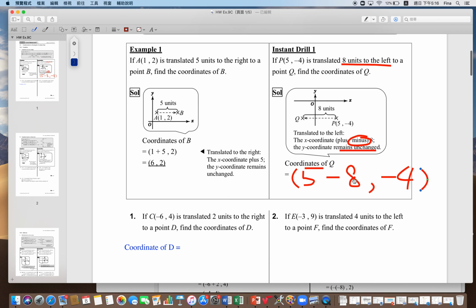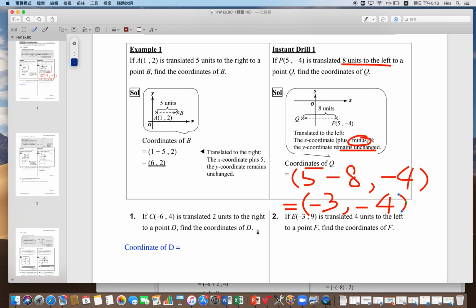And then try to simplify your answer by calculating 5 minus 8, that is -3. Don't forget the bracket, and then write down -3, and then lastly for the y coordinate, it should be -4. Okay, it should be -4, and then close the bracket. That's why this is the solution for drill 1.